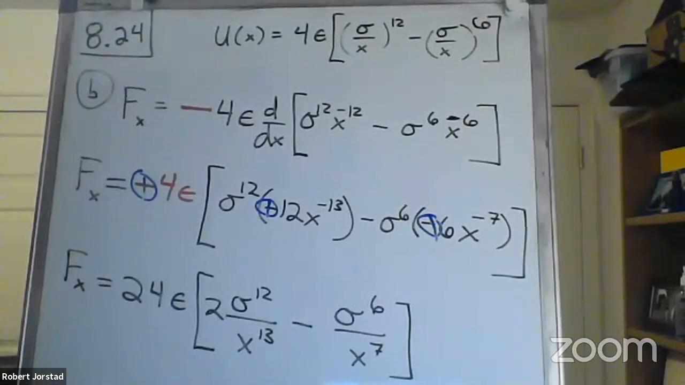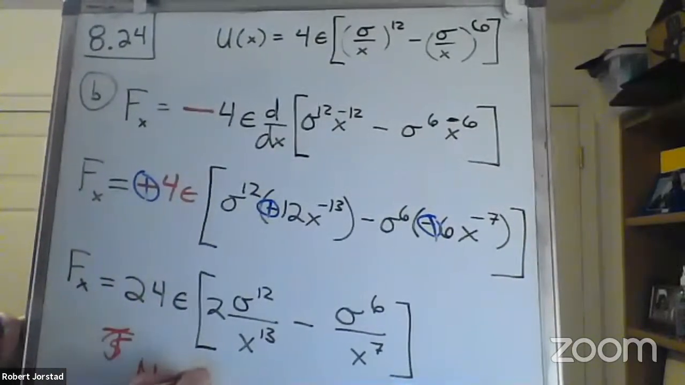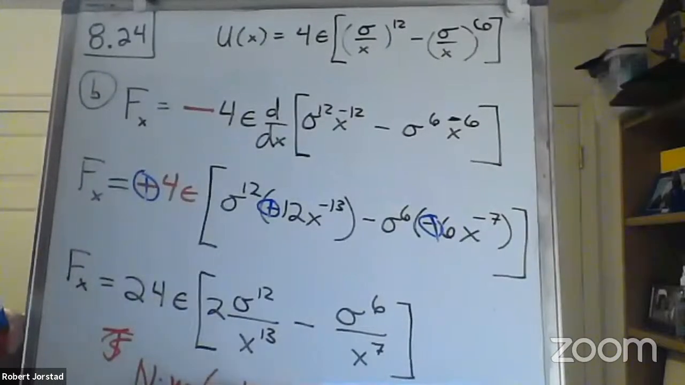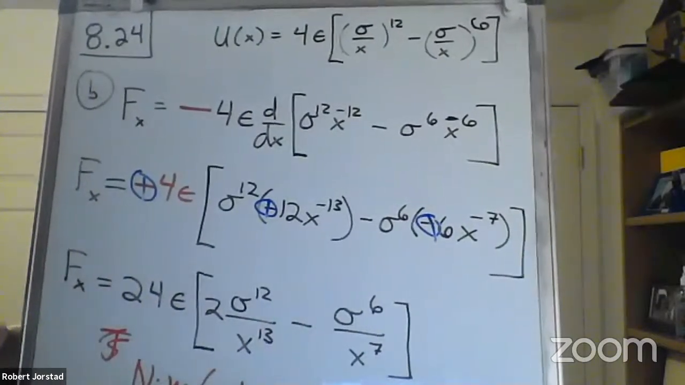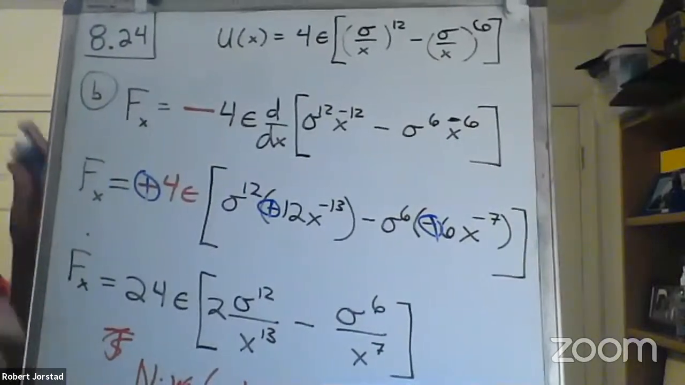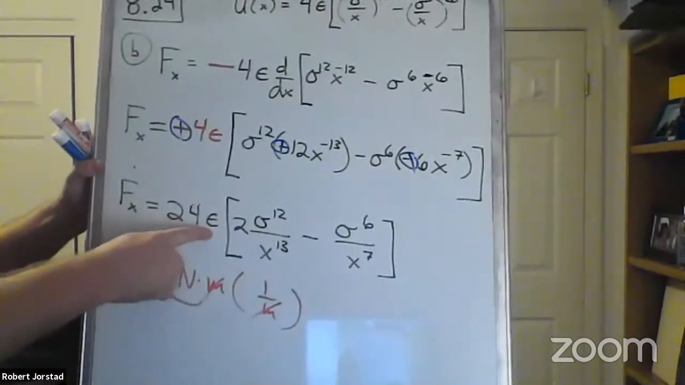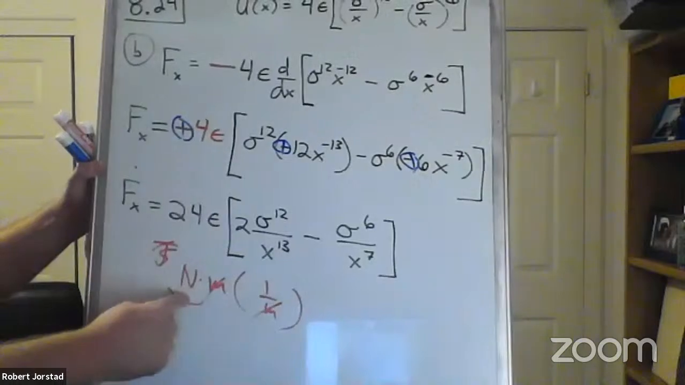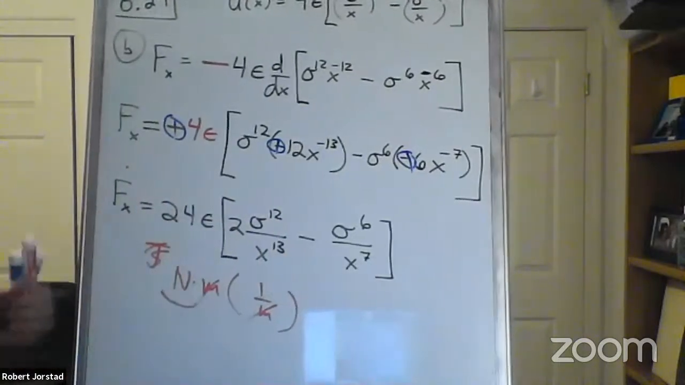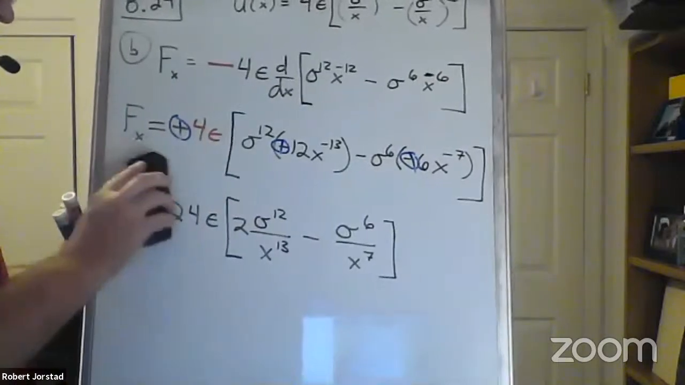So check the units. This is joules, which is, wait, that's a Newton meter times a 1 over meter. Both of those, I get newtons. That's a unit of force. Whoops, sorry. I got a Newton. This is a Newton meter. That's what a joule is. Divide by a meter, I get units of newtons. All right. So there's the force.